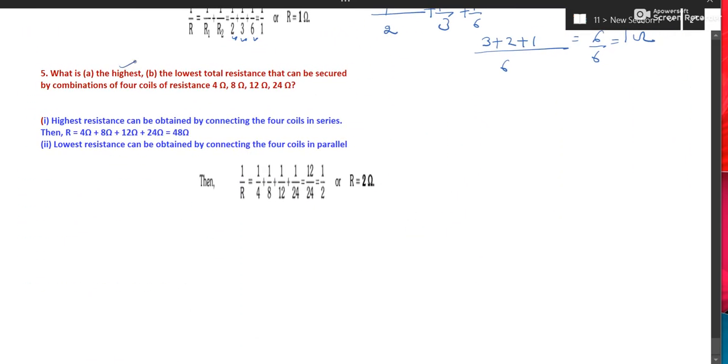What is the highest resistance that can be achieved using these? The highest is achieved in series: R1 plus R2 plus R3 plus R4. And how can you achieve the lowest? In parallel. In series it is this; in parallel it is this: 1 by R1 plus 1 by R2 plus 1 by R3 plus 1 by R4. Don't forget to reciprocate. So that's all in this. Kindly prepare.